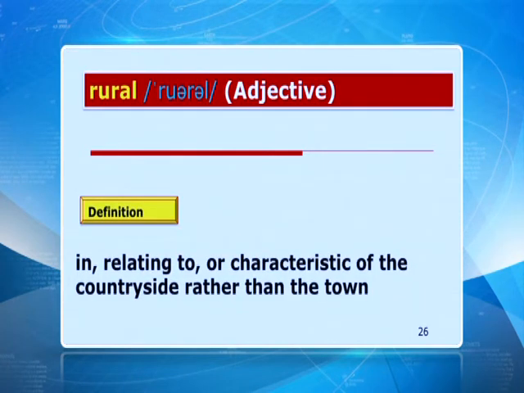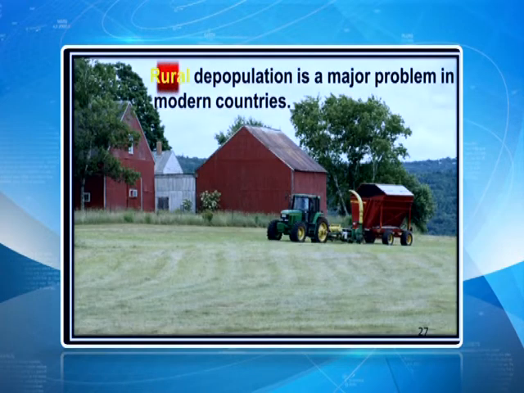The following word is an adjective. It is rural, and rural means in, relating to, or characteristic of the countryside rather than the town. Now let's have a look at an illustration for the word rural. Rural depopulation is a major problem in modern countries.